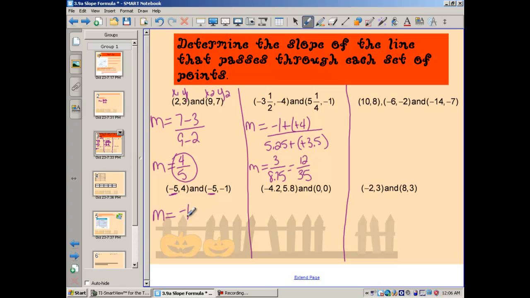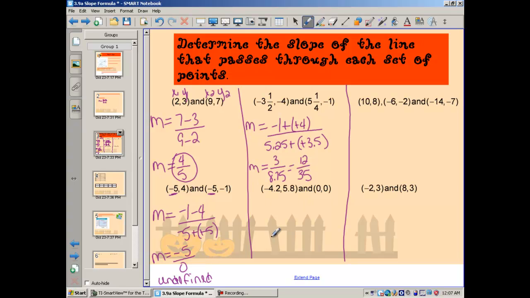So y2 is negative 1, y1 is 4, x2 is negative 5, x1 is also negative 5. So let's do leave, change, change here on the bottom. So we end up with m equals negative 5 over 0. And if you'll remember from yesterday, we can't divide by 0. So this means I have undefined slope. Undefined slope means I have a vertical line. And if you'll remember, vertical lines cannot be functions because x values repeat everywhere. That's why we use it to test if something is a function. So this makes a vertical line because it has undefined slope.